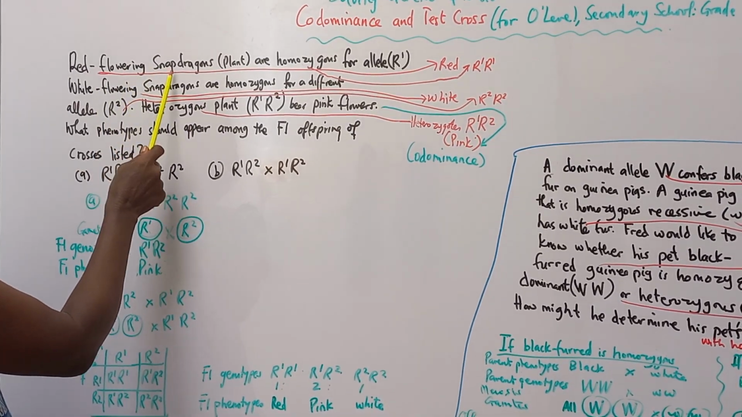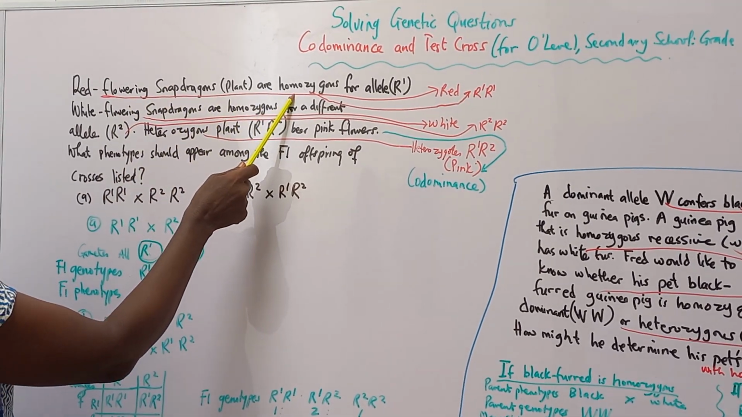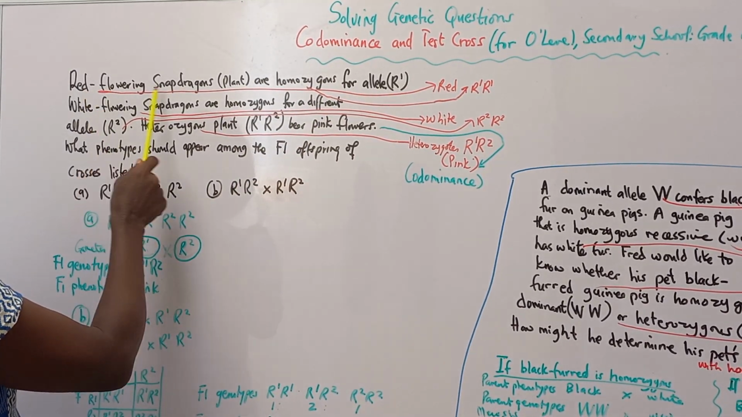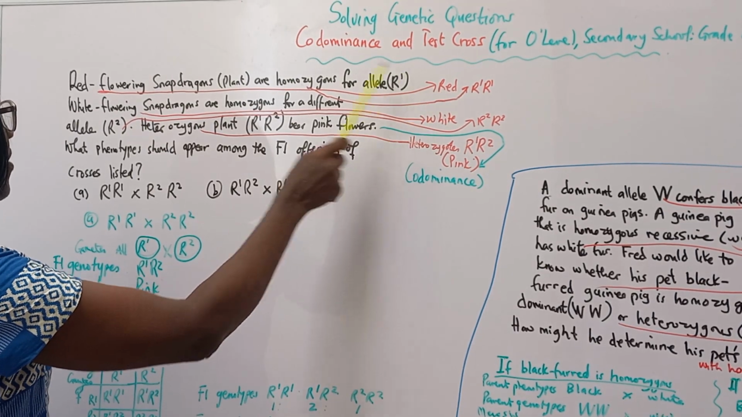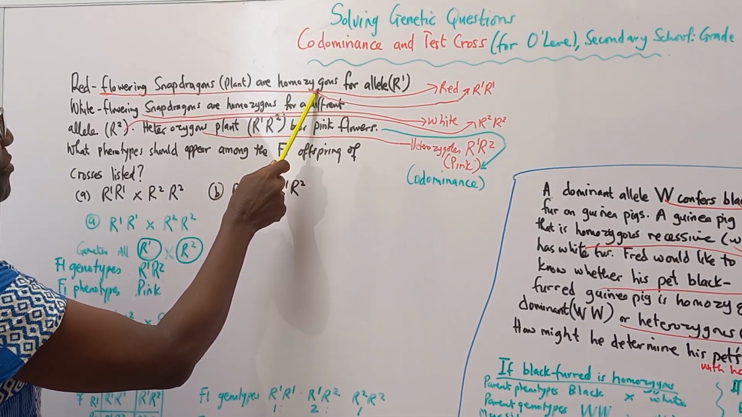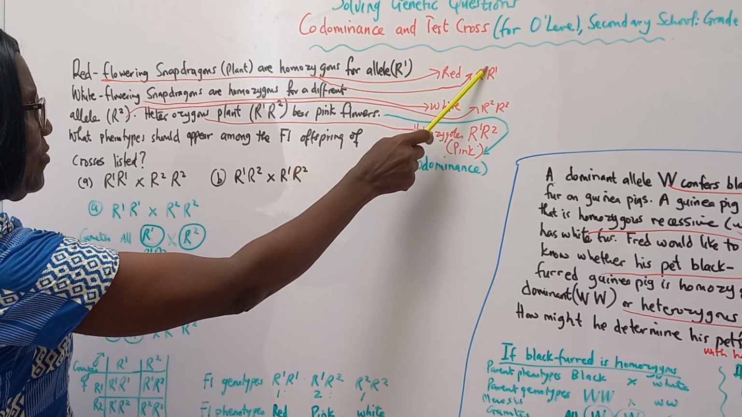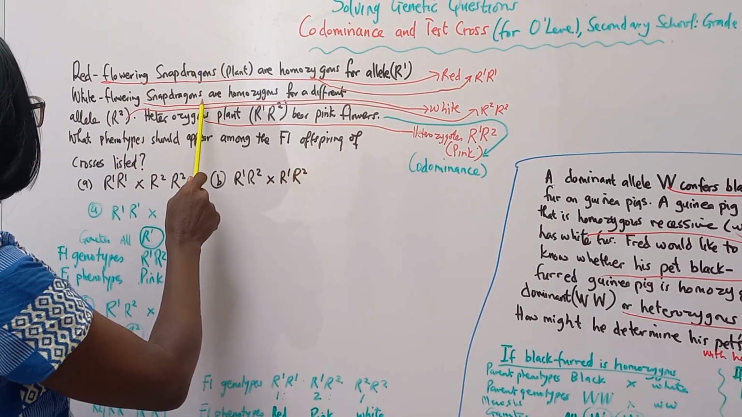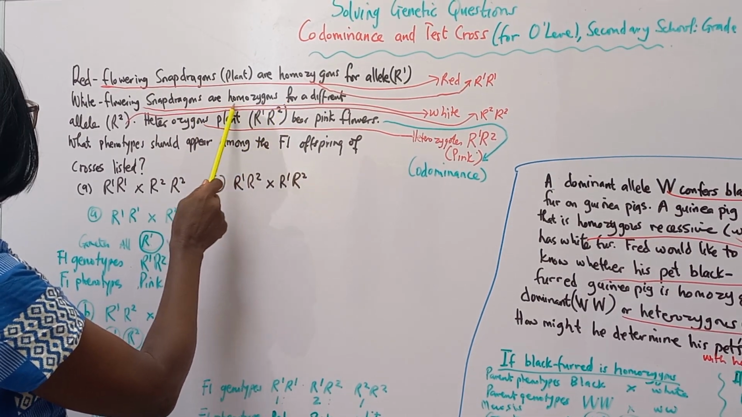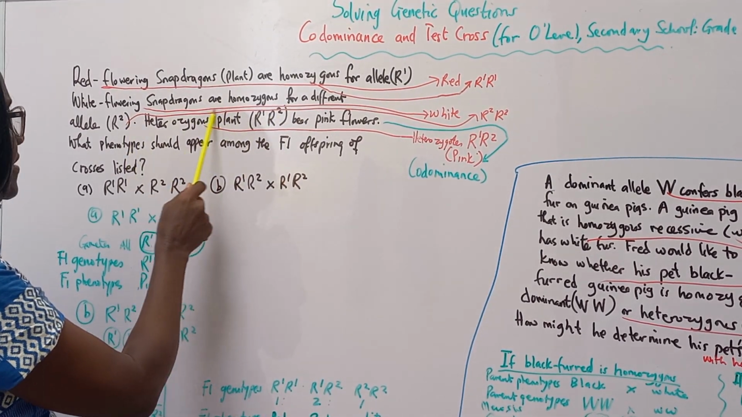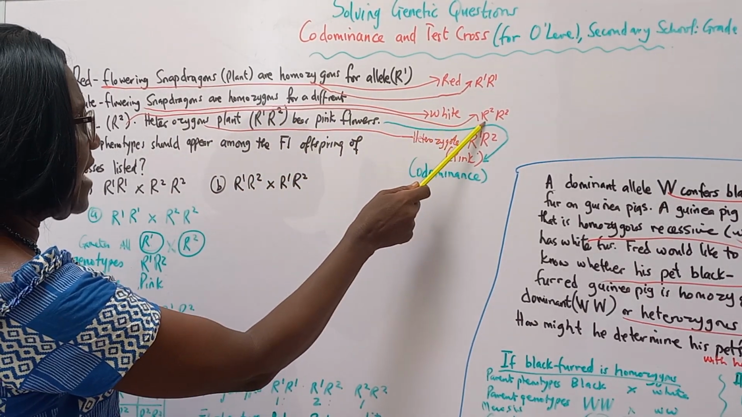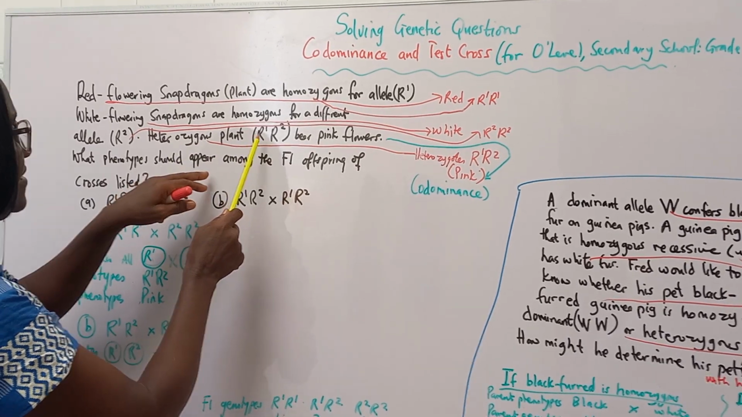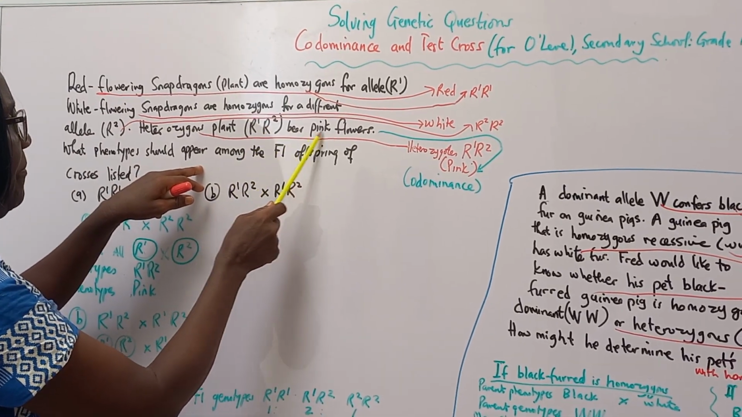Red flowering snapdragons are homozygous for allele. As soon as you say red flowering, you see there's going to be something red, and homozygous means this big R1, big R1. White flowering, white is here, and they are homozygous for a different allele. So we have here white, and this is the allele. That's homozygous. Then heterozygous plants, that's R1, R2, bear pink flowers.